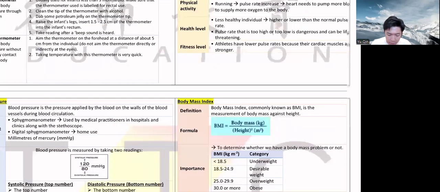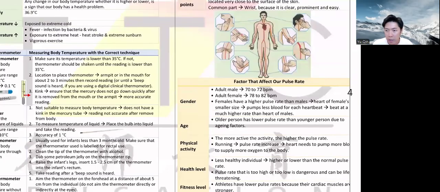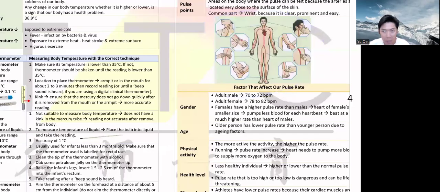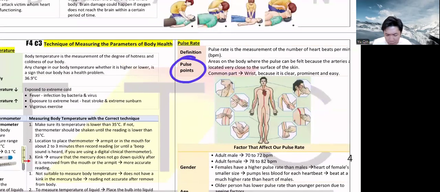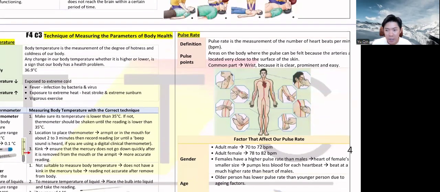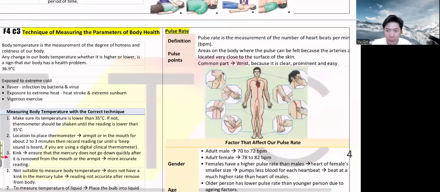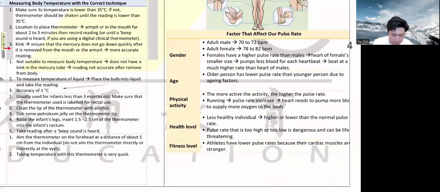Very simple. The pulse rate, let me just brush up a little bit. The places where we get a pulse are called pulse points. Pulse points are areas of the body where you can feel the pulse rate. Usually they are areas where the skin is thinner or very close to a joint, for example the wrist, the back of the knee, the back of the elbow, the inner arm. These are called pulse points. Okay, these are the factors.